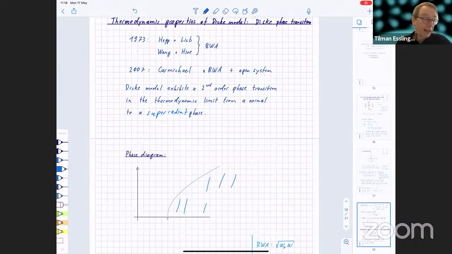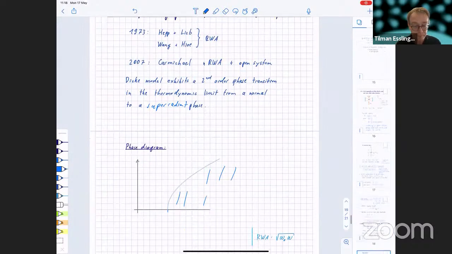For real two-level atoms in this very strong coupling regime, you would need another term, but with a quantum simulation approach, you can realize the original Hamiltonian that Hepp and Lieb looked at.